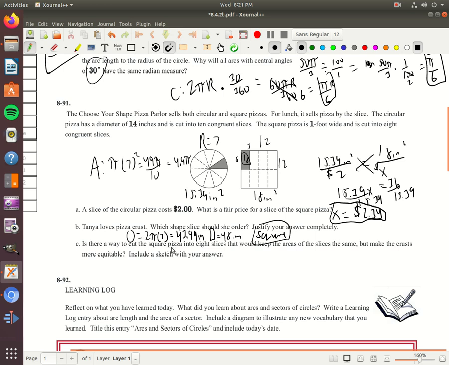Is there a way to cut the square pizza into 8 slices that would keep the areas of the slices the same but make the crust more equitable? Yeah. You could do something more like this, right? So if you cut it like that, it'd be 1, 2, 3, 4, 5, 6, 7, 8 slices, and you're getting more pizza there each.